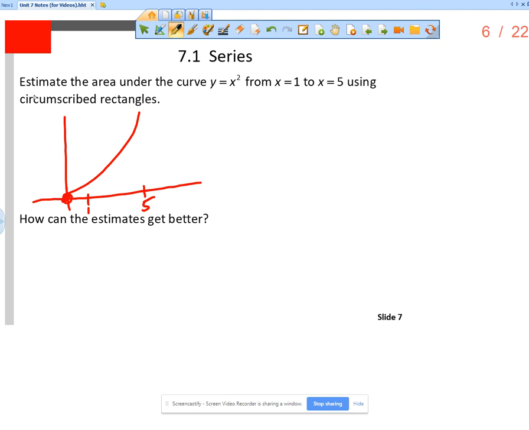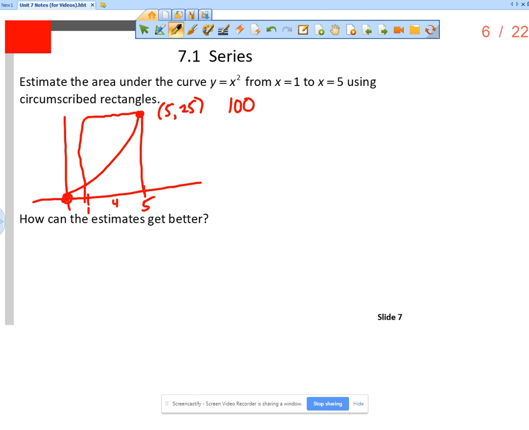Now, all it says is using circumscribed rectangles, right? So what does that mean? Well, it doesn't tell me how many to use. So could I just use 1? Could I say, oh, okay, well, from 5, I go over and I draw 1 rectangle, right? And what is this point? This point is 5, 25, right? 5 squared. All right, so this is 4 units wide, and it is 25 tall. So my estimate is 100, right?